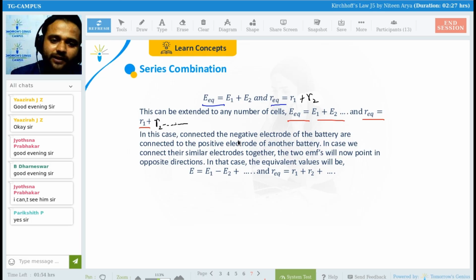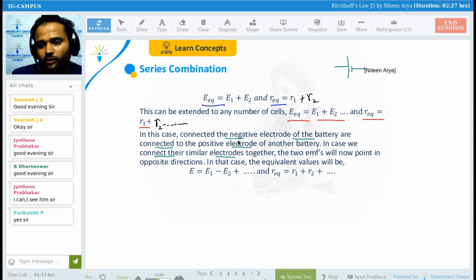Now the important case and important scenario, even in series combination. If the sign is going to be changed, in this case the negative electrode of the battery is connected to the positive electrode of another battery. In case we connect their similar electrodes, what is the meaning of this? Suppose this is your positive and this is negative. Now here you connect negative and positive, so they are connected in opposite way. What is the meaning of saying that they are connected in opposite way?